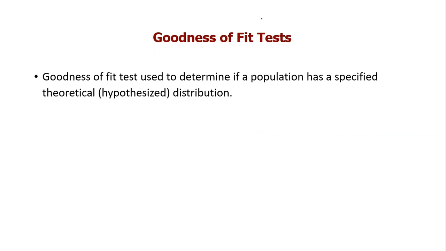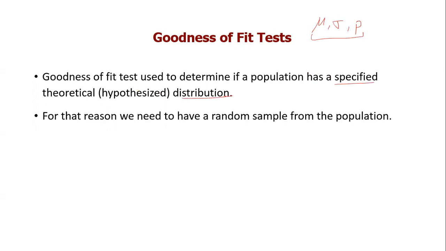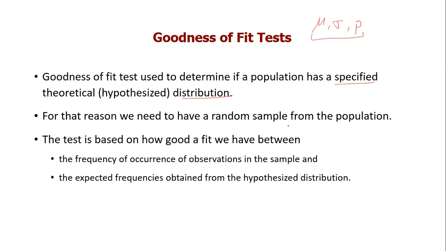Up to now, we talked about whether the population has a specified mu or not, whether it has a specified sigma or not, whether it has a specified p proportion or not. But now we will discuss whether a population has a specified theoretical distribution or not. Okay? So we need to have a random sample from that population, and the test is based on how good a fit we have between the frequency of occurrence of observations in the sample and the expected frequencies.